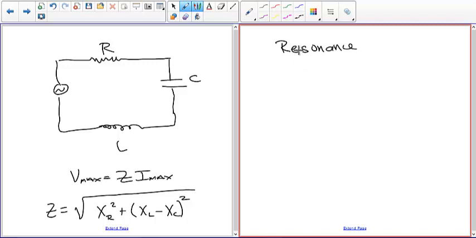I don't think it's RAE. Maybe resonance? I guess it's just resonance. Okay, so resonance occurs when the inductive reactance equals the capacitive reactance. And remember, the inductive reactance was equal to 2 pi times the frequency times the inductance, and the capacitive reactance was 2 pi times the frequency times the capacitance.